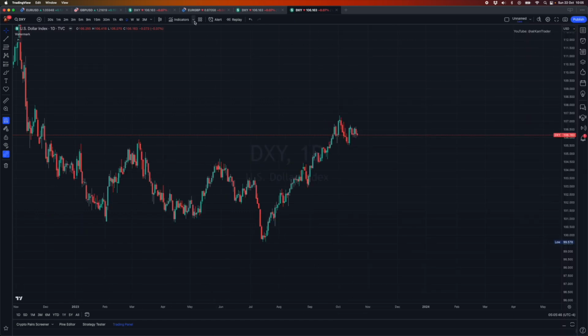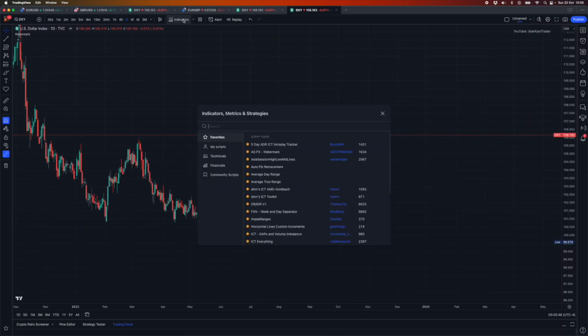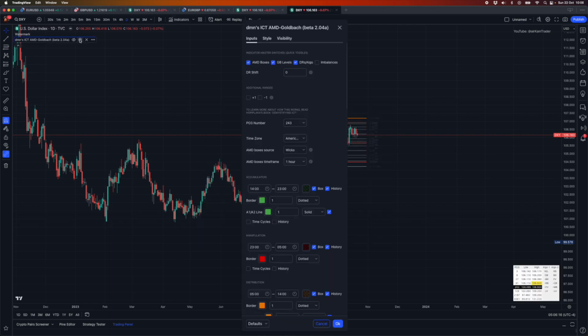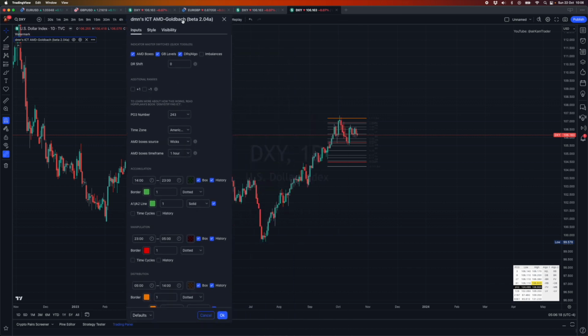Okay, so how do you find the indicator? I'll show you from the beginning. It's called DMN ICT AMD Goldbach. Here it is. Now before explaining the indicator, I want to just set it up how I like it to be presented. So I'll just turn off AMD boxes because I won't be going through AMD in this tutorial.